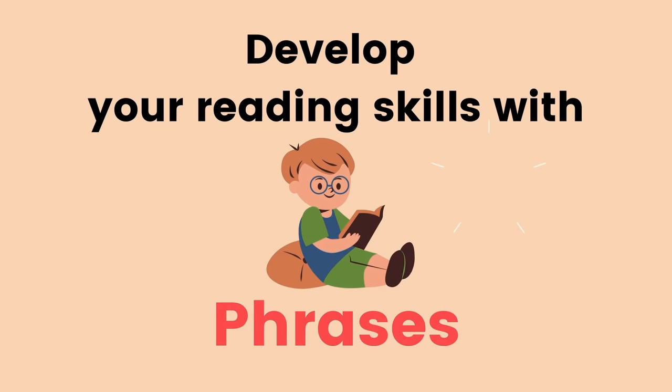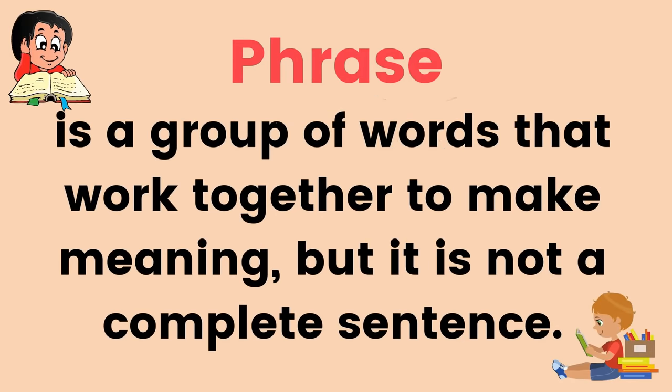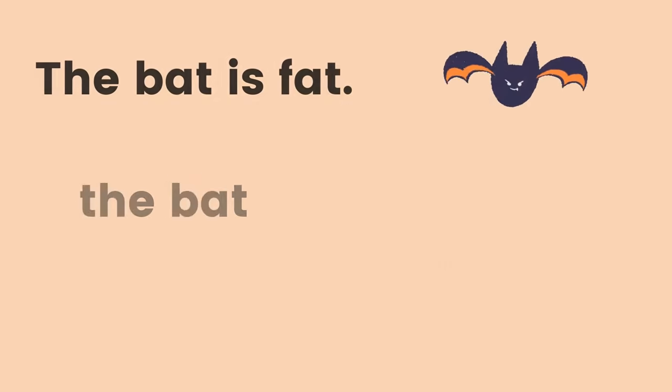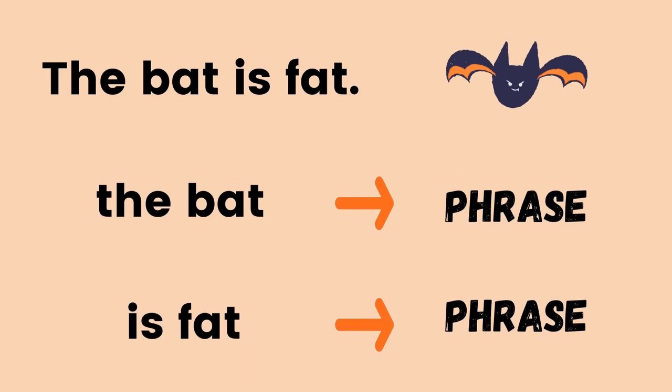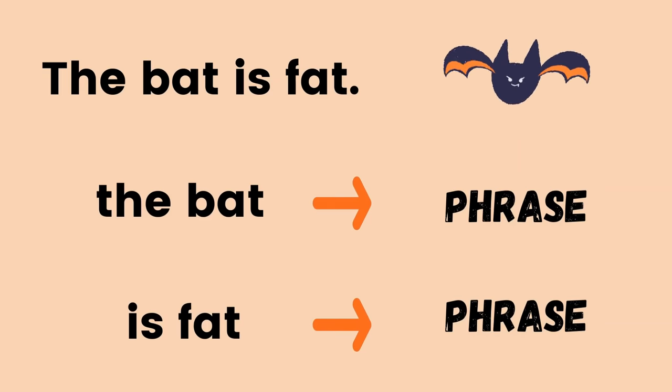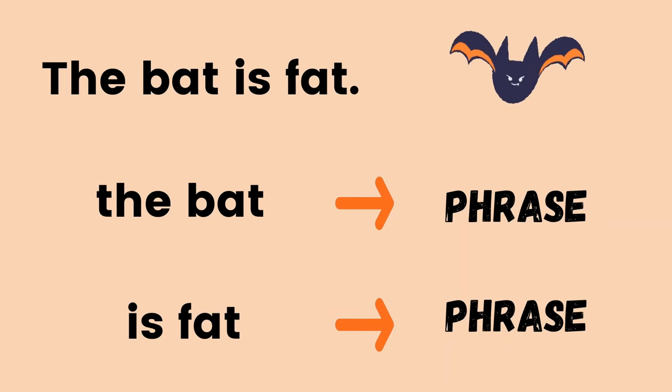Develop your reading skills with phrases. What is a phrase? A phrase is a group of words that work together to make meaning, but it is not a complete sentence. For example, the bat is fat. This is a sentence. If you take the bat from this sentence, the bat will be a phrase. Is fat is also a phrase.